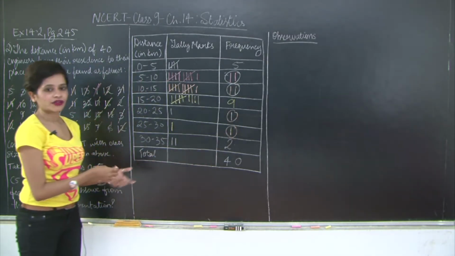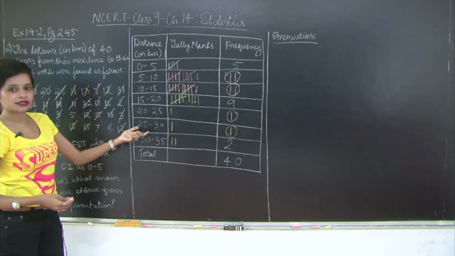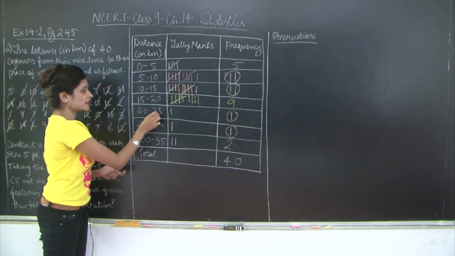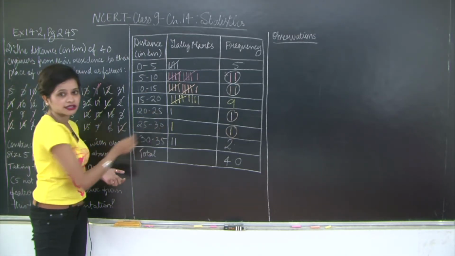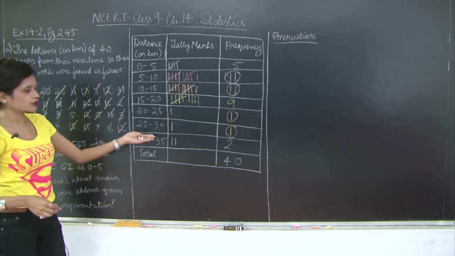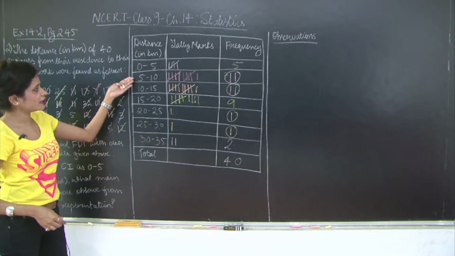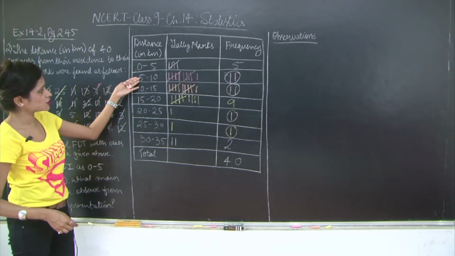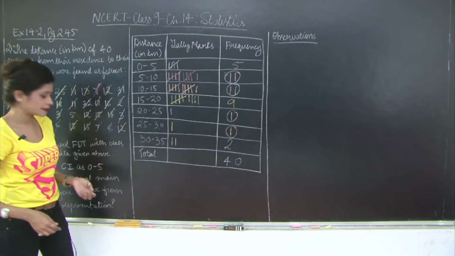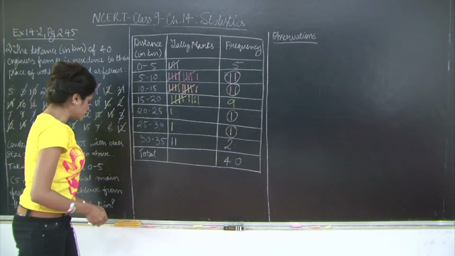So minimum number of engineers stay within a distance or reside within a distance of 20 to 25 kilometers and 25 to 30 kilometers. So you can just say 20 to 30 kilometers instead of 20 to 25 and 25 to 30. Similarly, maximum number of engineers stay within a distance of 5 to 15 kilometers. So let's write down our observations.